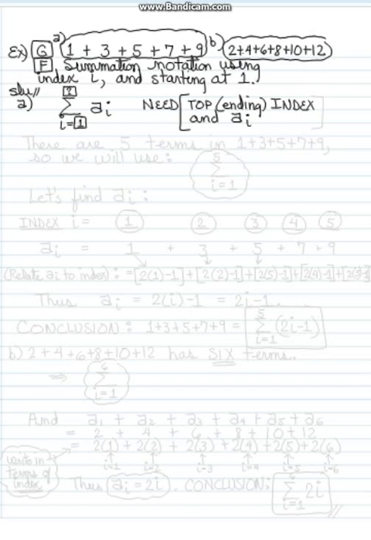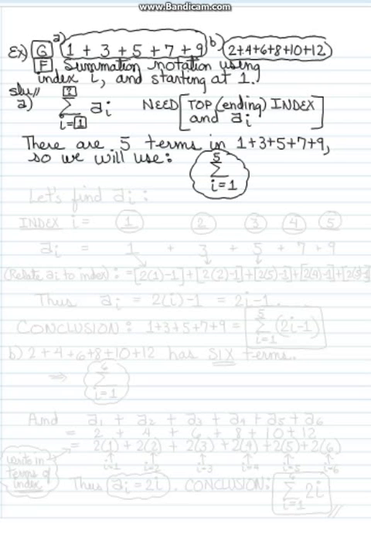To get the top ending index, just count the number of terms in the list they gave us. There are 5 terms being added in that list of 1 plus 3 plus 5 plus 7 plus 9. So we'll end our index at 5. We're going to be doing a sum from I equals 1 to the number 5. That accounts for each one of those terms.